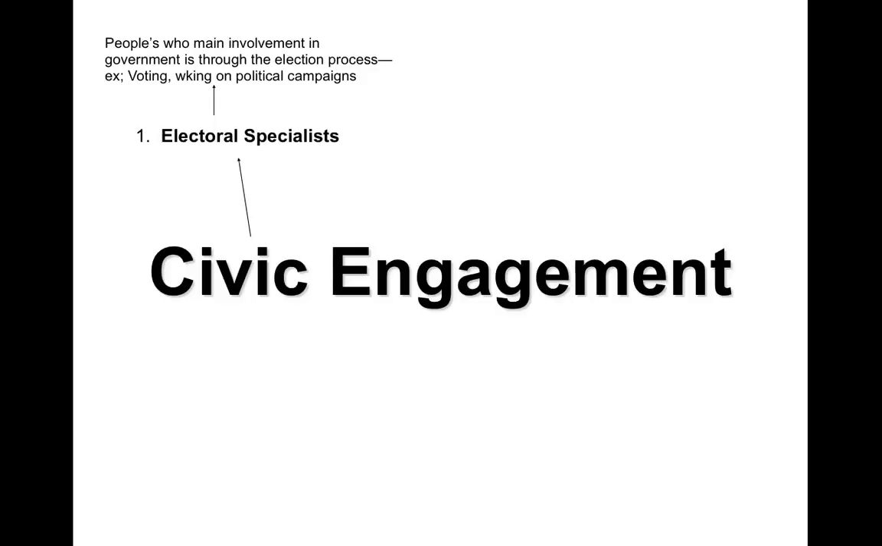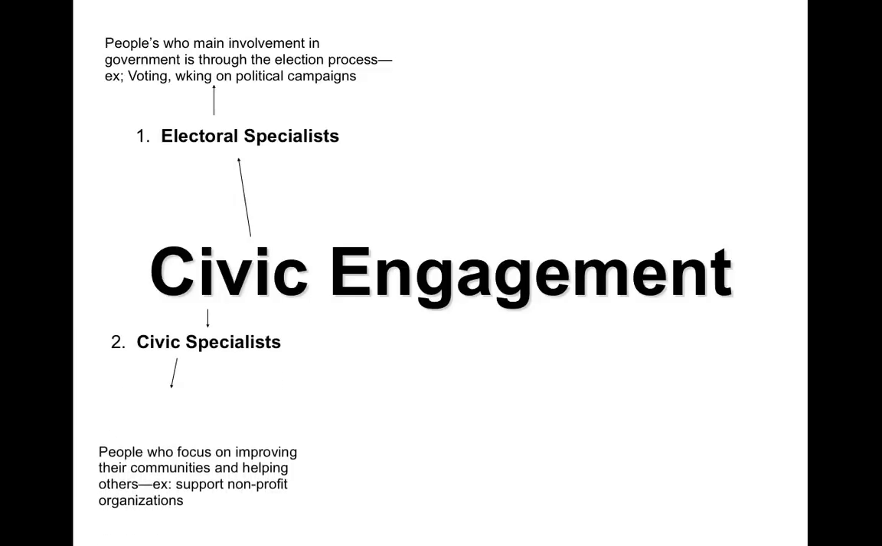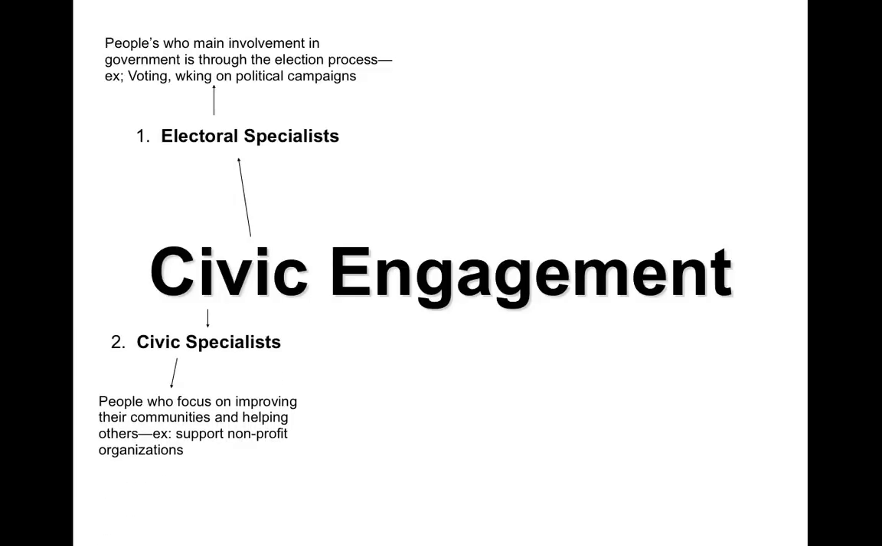So these are people whose main involvement in governance is through the election process, voting, working on political campaigns. If you vote, you're an electoral specialist. That's just the minimal there, but you want to get further than that. Then you have civic specialists, and these are people who focus on improving the communities, helping nonprofit organizations and things of this nature. I think we've talked about this before, but civic specialists, think of your community service hours and you're doing democracy.